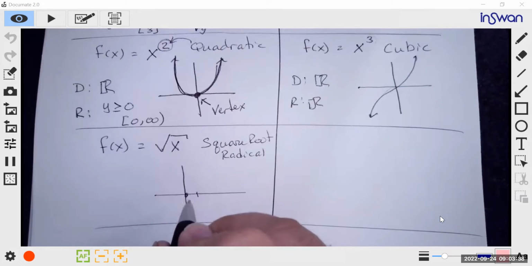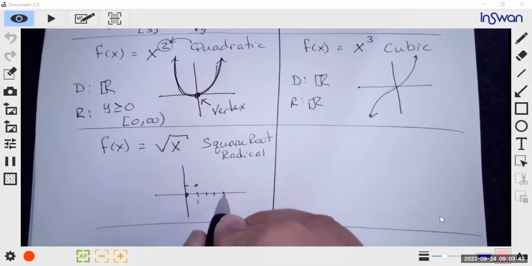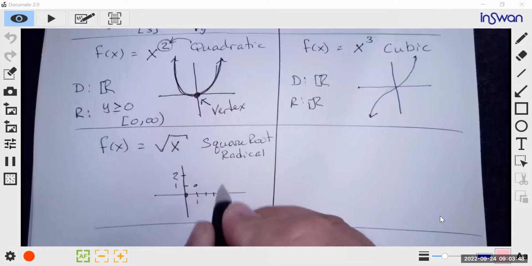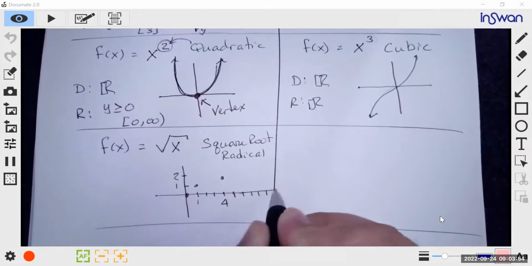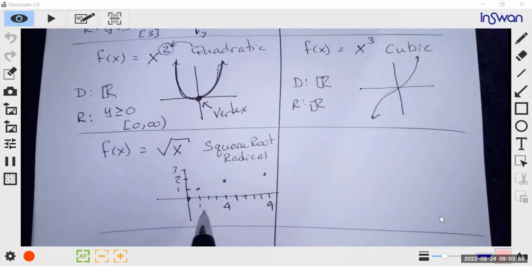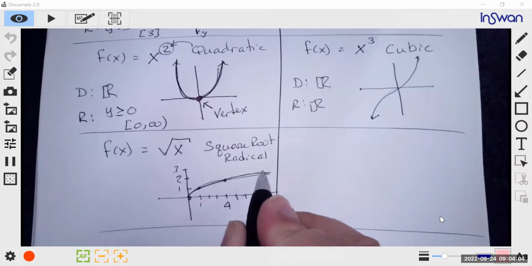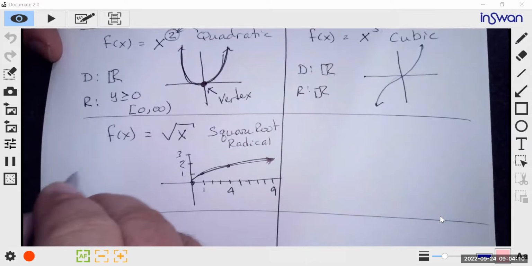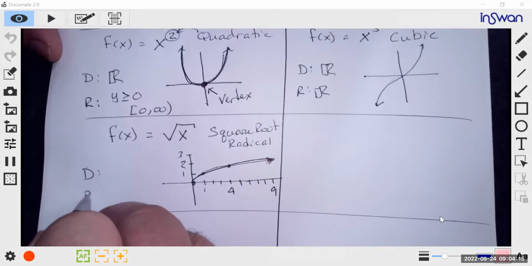Square root of 1 is what? 1. Square root of 4. There's a dot there. Square root of 9 is 3. So you see how far it goes out before it goes up one? This is a very slight curve. But it cannot be negative. And the answer cannot be negative. So what's the domain?